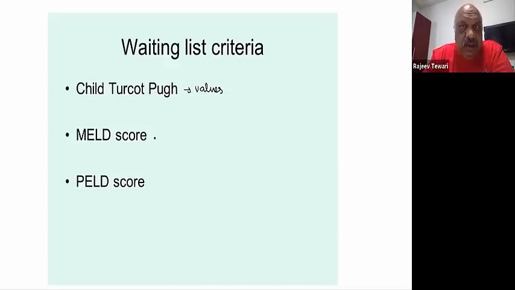Please memorize. We have score from 5 to 15: 5, 6 is A, 7, 8, 9 is B, and 10 onwards is Child C. Child C means mortality within 1 year is 50%, and that is the patient whom we consider for transplant. Next slide, please.